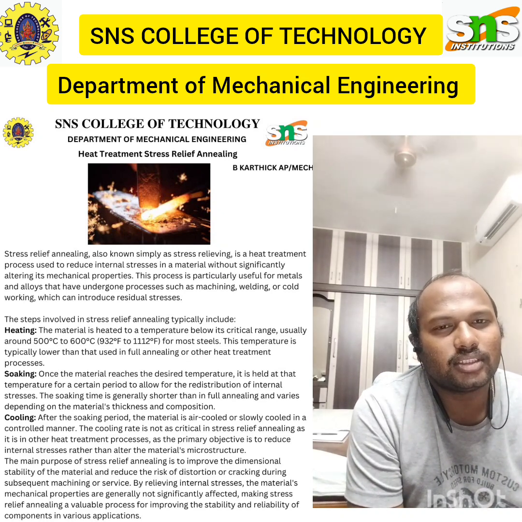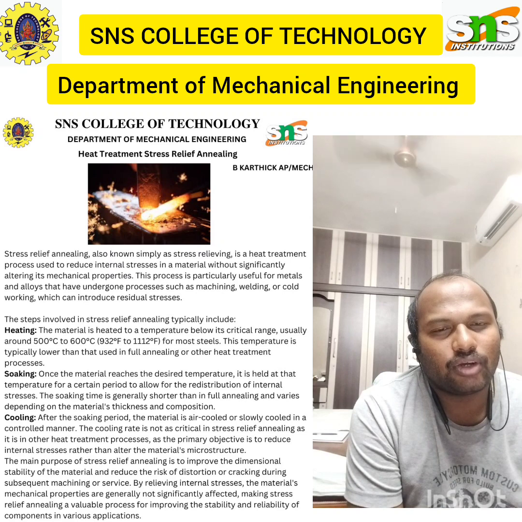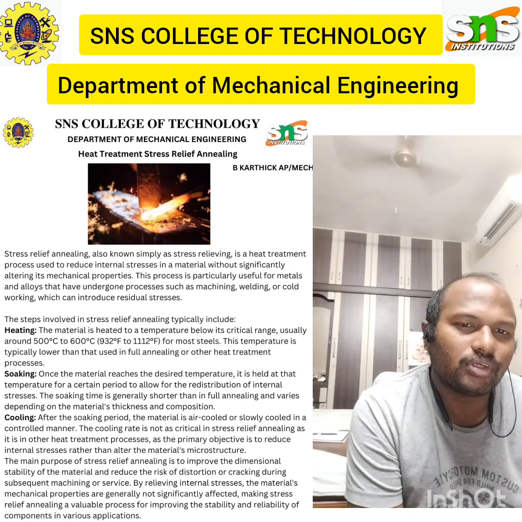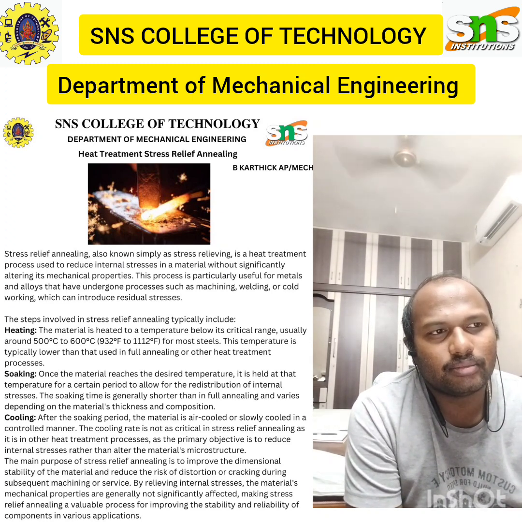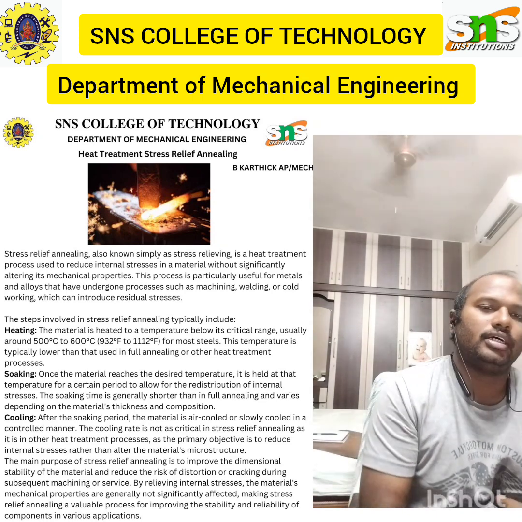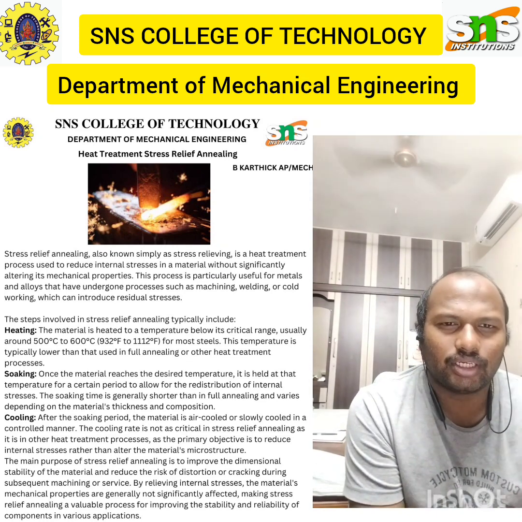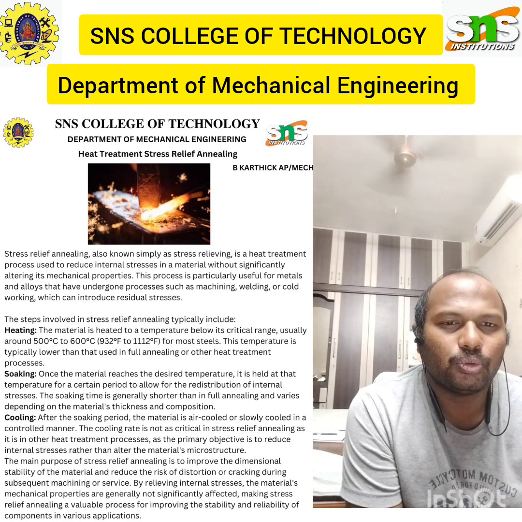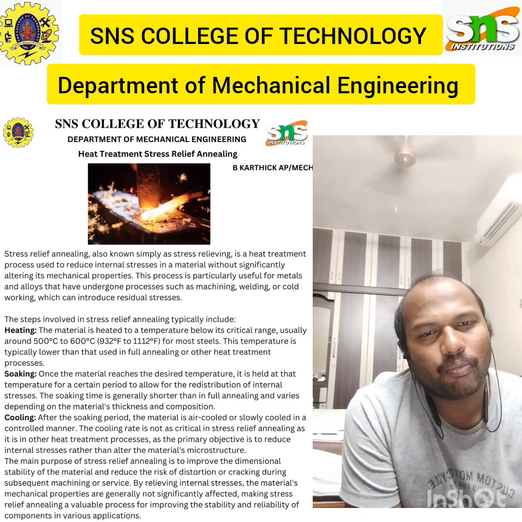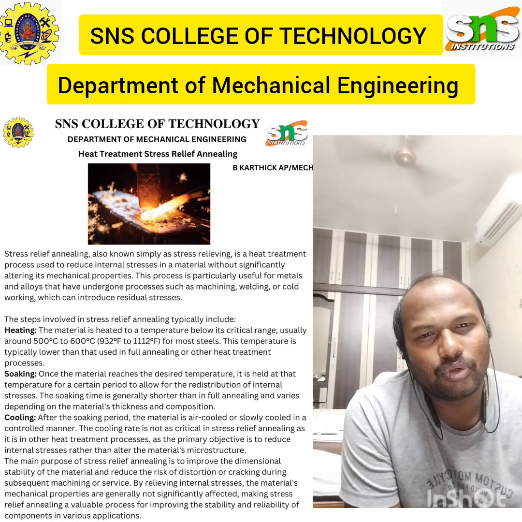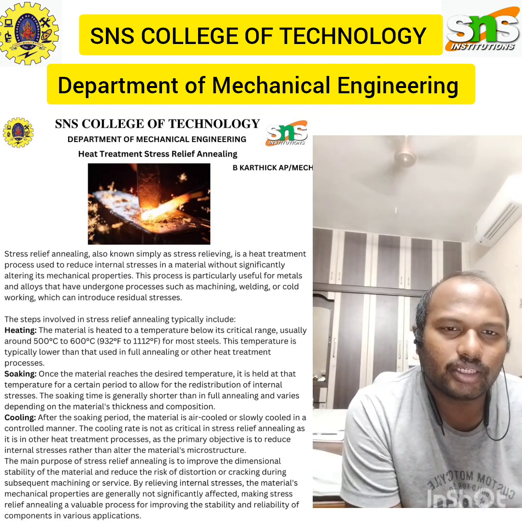So stress relief, as the name implies, means that we are going to remove or relieve the stress from the material. The stress is formed in the material because of many mechanical workings or heat workings. So this stress has to be relieved before employing any material in applications. If the stress is not removed, then the material may crack or get damaged.